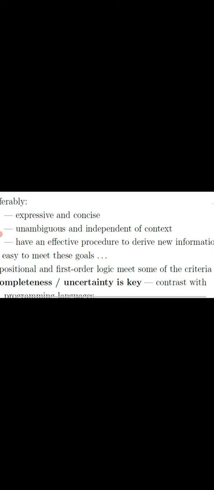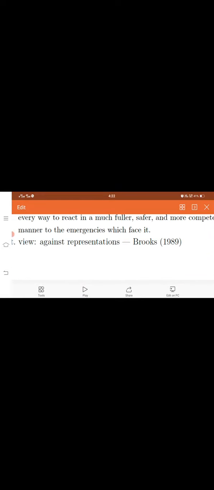So the next one is the representation language. It should be expressive, concise, unambiguous, independent of the context, and have an effective procedure to derive new information. It is not easy to meet this goal. Propositional and first-order logic meet some of the criteria. Completeness and uncertainty are key, in contrast with programming languages.